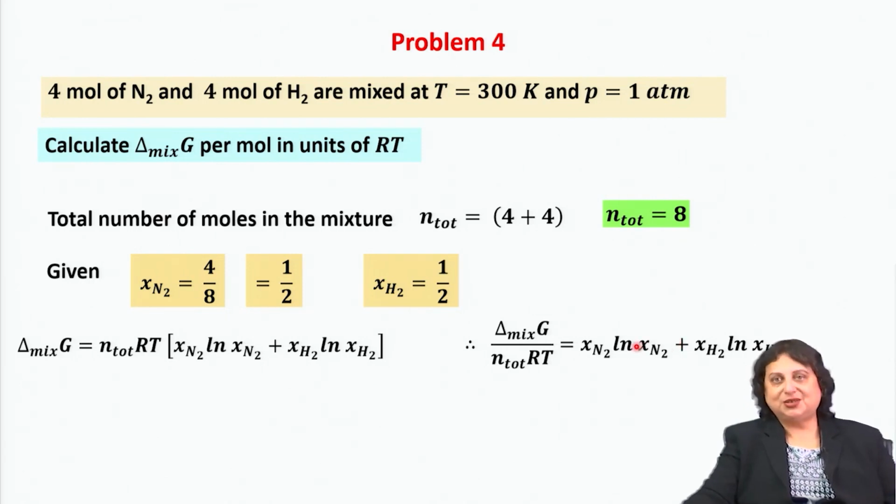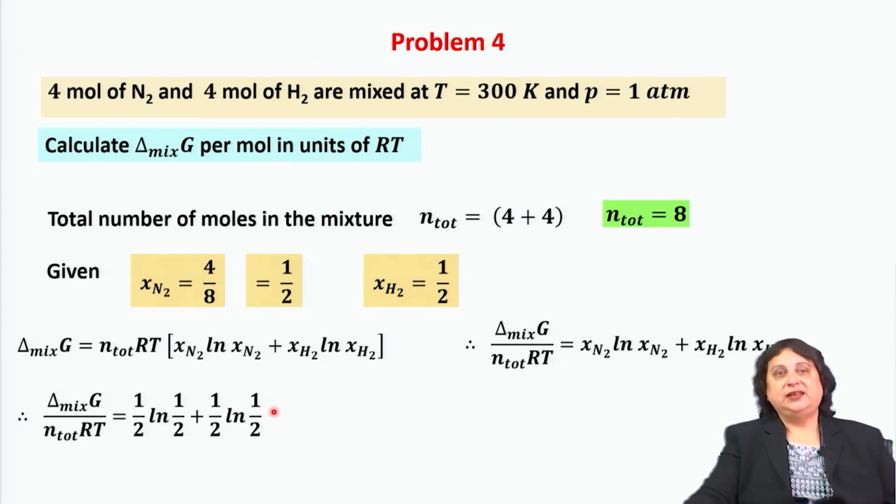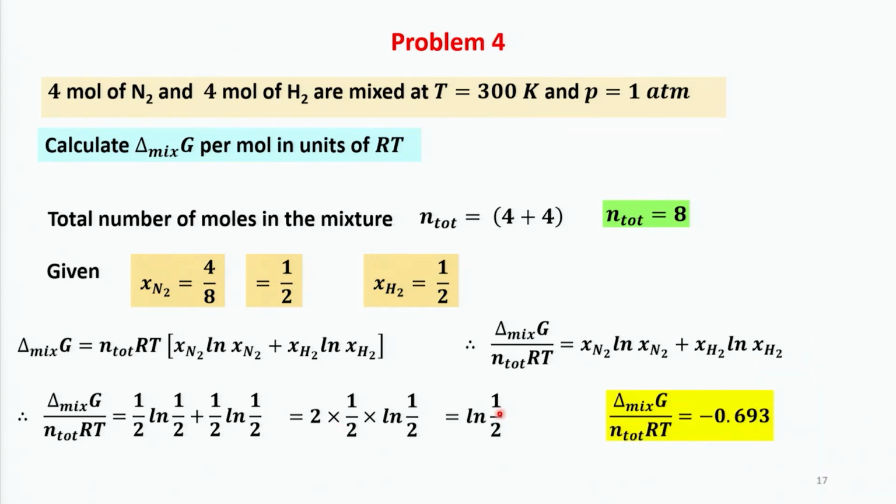And what is this dimensionless quantity? It is a sum of x ln x term for the two components present in the system, and I know that each of the components has a mole fraction of 0.5, and therefore, I find that delta G mix per mole in units of RT would turn out to be minus 0.693. So, as you understand, since I have specified the way you have to express the free energy of mixing, you are getting a dimensionless number.